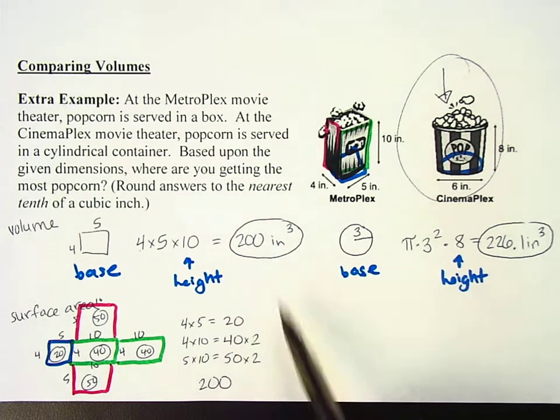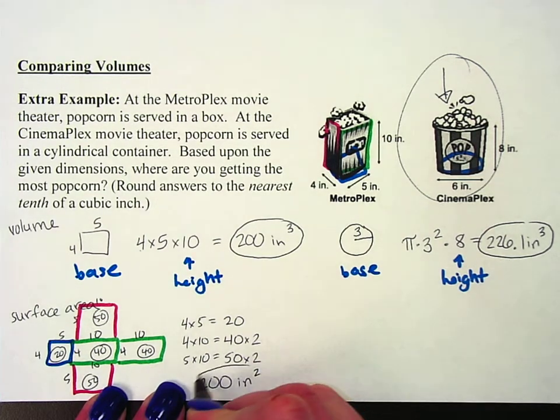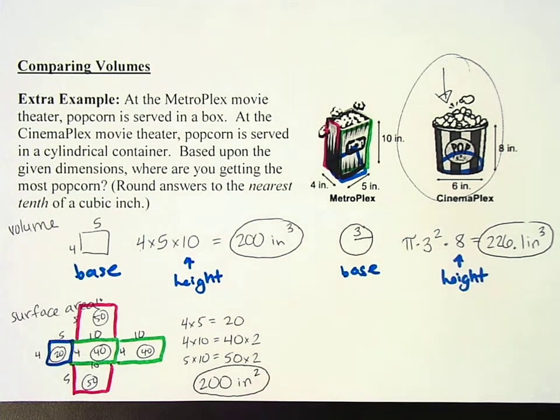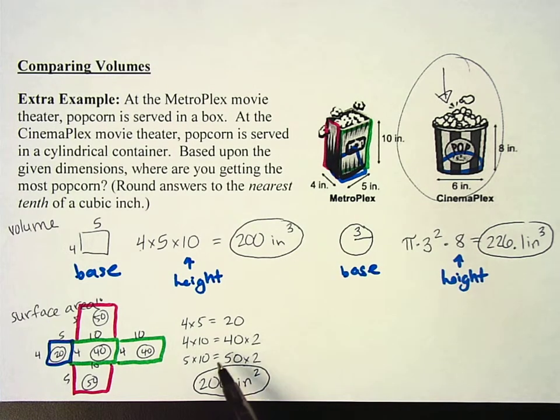It's just a coincidence that matched this. That rarely happens, okay? Just a coincidence. But each time we took inches times inches, and I would get inches squared. Okay, so the difference being my volume is how much popcorn went inside. My surface area is how much I needed cardboard to wrap around the outside for my box.